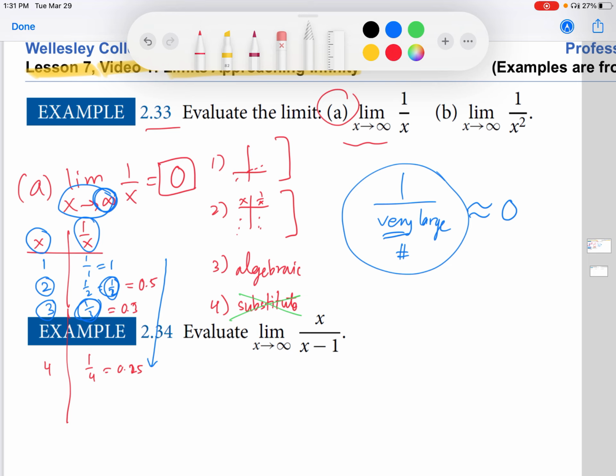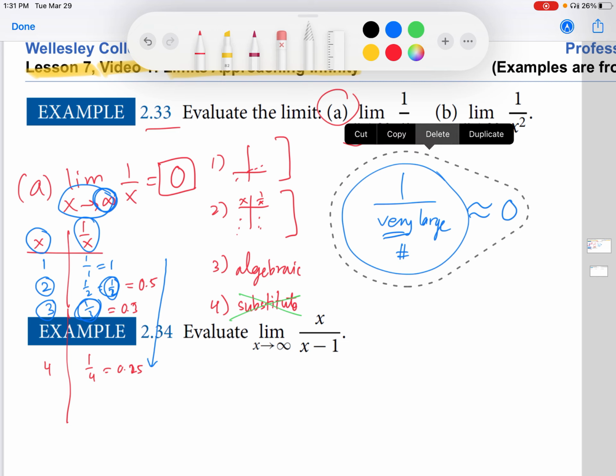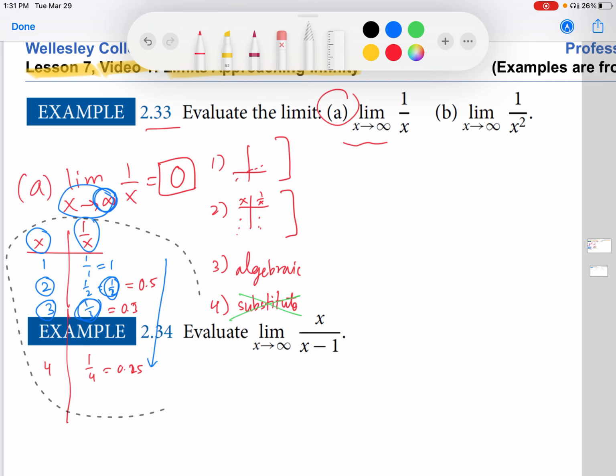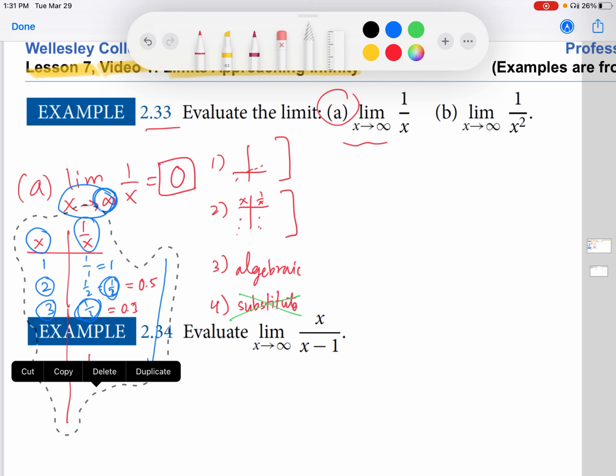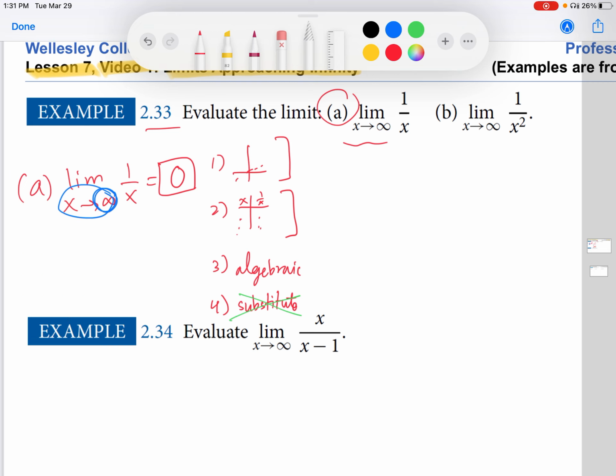So now let me verify that in a different way, or I should say add more support to the argument that it's equal to 0. How would we do that? Well, we can use one of these other techniques. How about we use the graphing technique? If I were to graph the function 1 over x, the graph looks basically like this. It has a vertical asymptote at x equals 0.